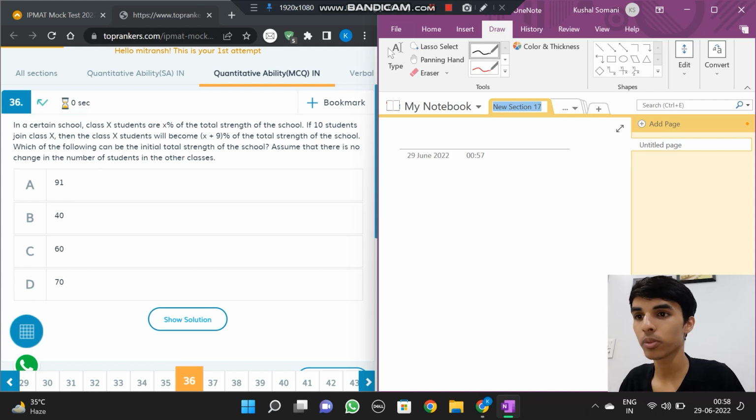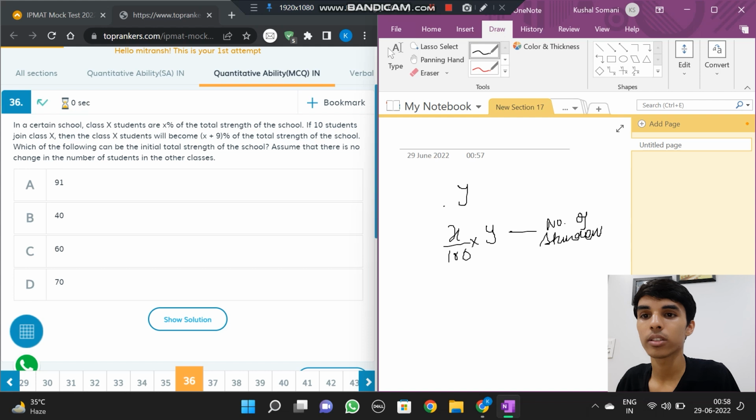into simpler problems. The class X students are x% of the total strength of the school. Let the total strength of the school be y. Now, class X students will be x% of the total strength of the school, that is x by 100 into y. This is the number of students in class X.